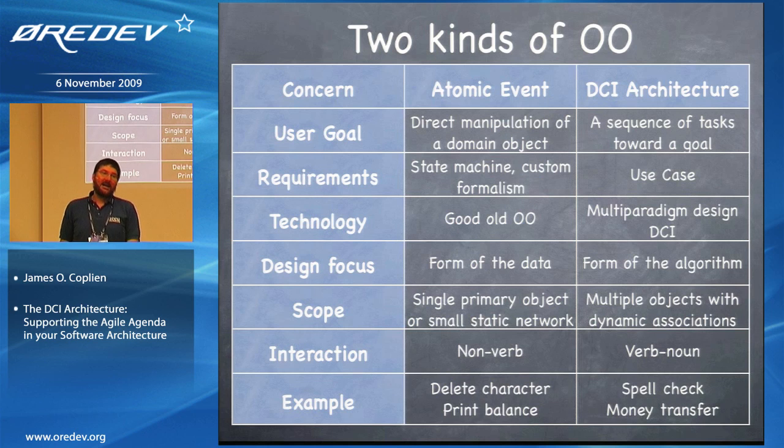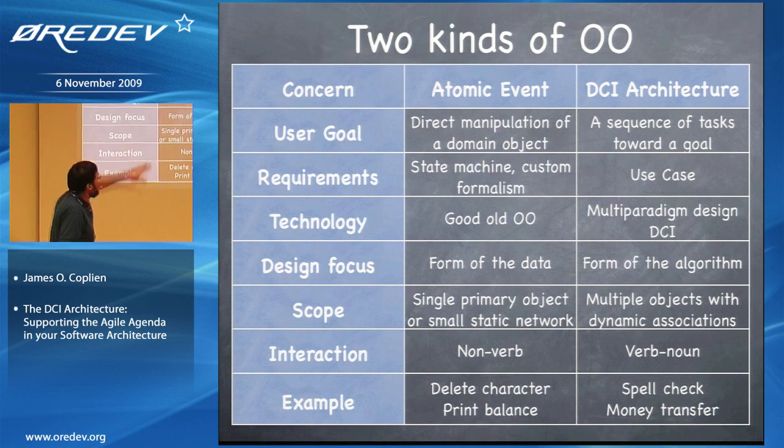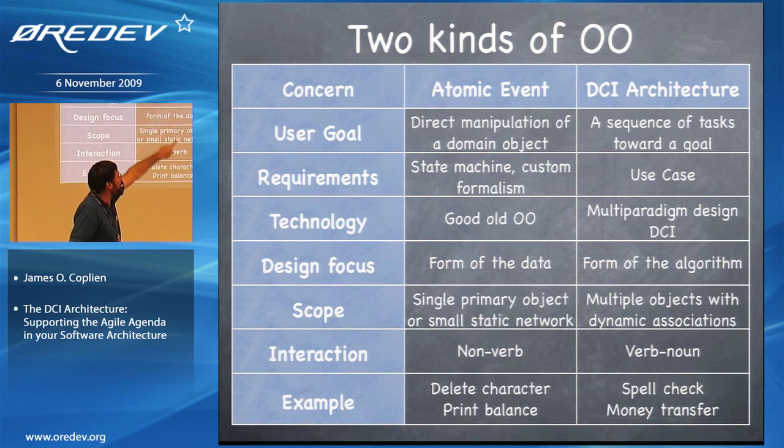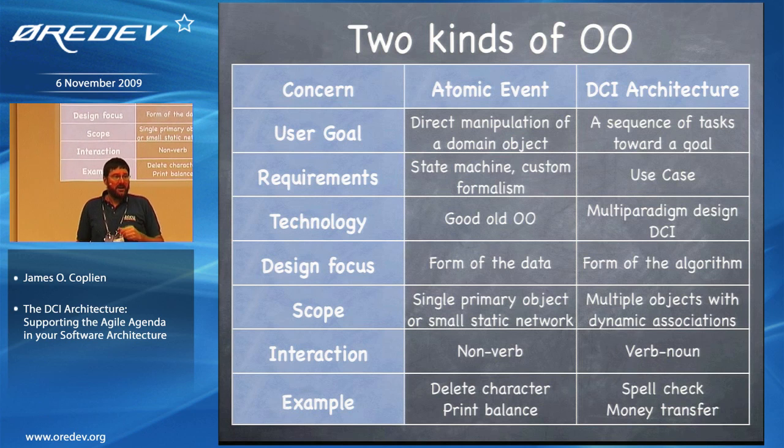So DCI is an approach to not only programming, but I'll also show here in a second, design, where we're dealing with sequences of tasks toward a goal. Now, what do you know about sequences of tasks toward a goal? How do you capture those?